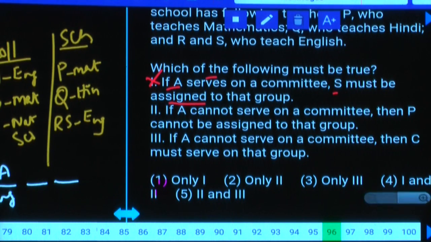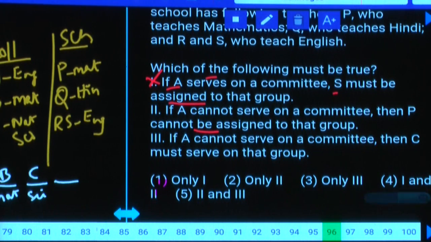Then coming to the second. If A cannot serve in a committee, that means A was not there. Now from the college only 3 people, out of which A is not there, and the remaining 2 persons B and C must be in that committee. Isn't it? Because among these 3 we should have exactly 2 members. As A was not there, B and C must be there, and B is mathematics and C is science. And now regarding P, Q, R and S, P cannot be assigned to that group, whether it is true or false.